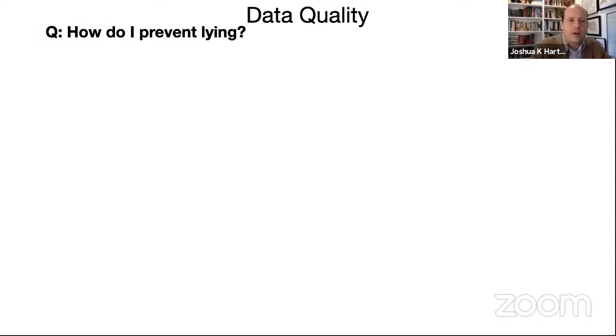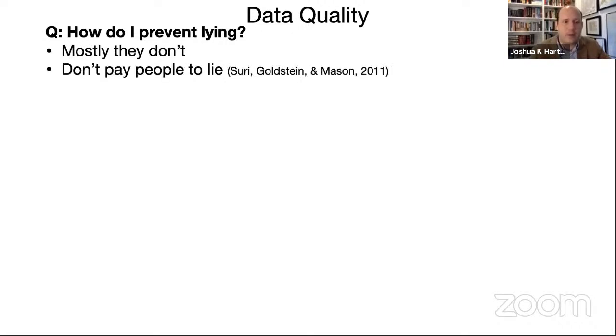Let's talk about some specific questions that people might have and how to handle them. One people worry about a lot is how do I prevent my subjects from lying? And the answer is, to start with, mostly they don't. There's lots of work on this. People are reasonably honest, but probably don't pay people to lie. And you might think, I wouldn't pay people to lie. Yeah, you probably would, right?